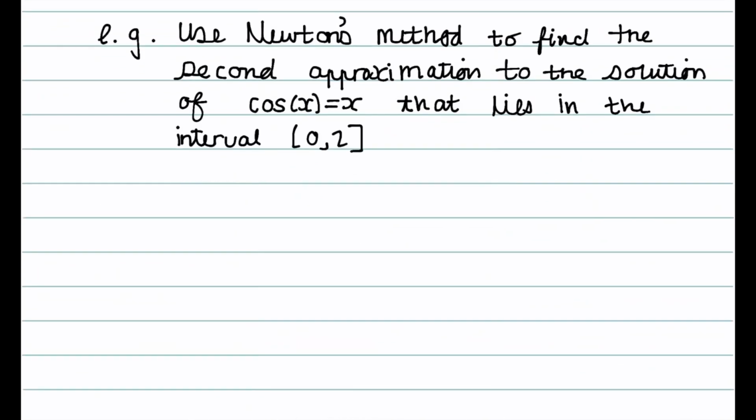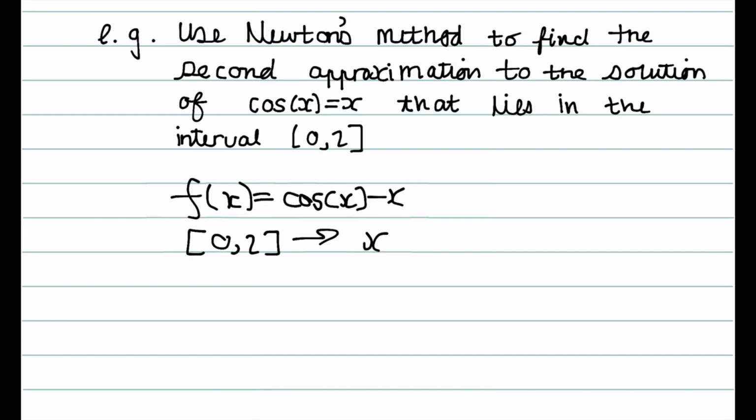So let's look at an example. Use Newton's method to find the second approximation to the solution of cos x equals x that lies in the interval 0 to 2. Here, our f(x) will be equal to cos x minus x, because we're finding the solution, so we equate it to 0. And let's say our initial approximation lies in the midpoint of our interval. So our initial approximation, arbitrarily, is 1.